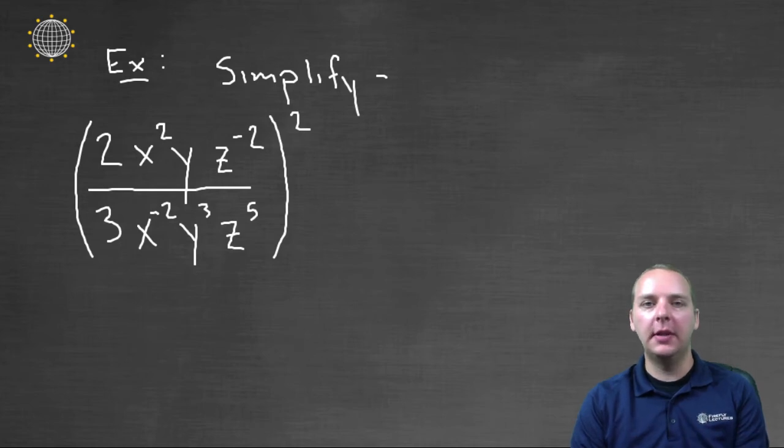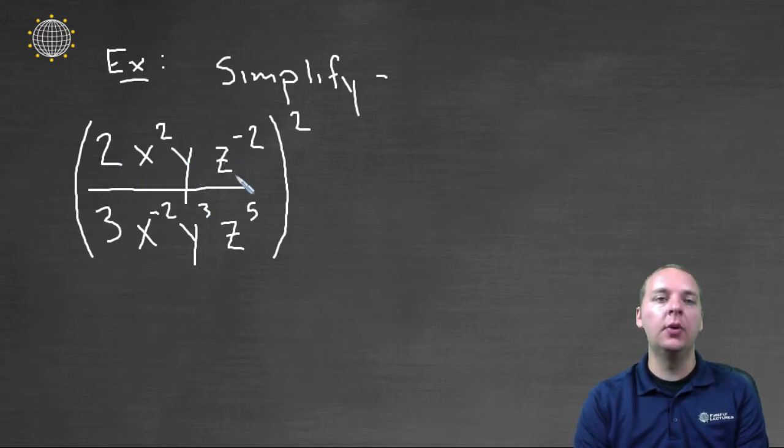All right, let's try to simplify this expression that has negative exponents. What we have is (2x squared y z to the negative 2 divided by 3x to the negative 2 y cubed z to the fifth), all quantity squared. Now, when you see this, I see a couple things that catch my eye.